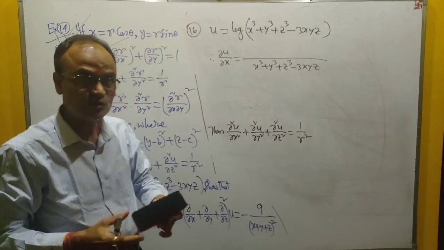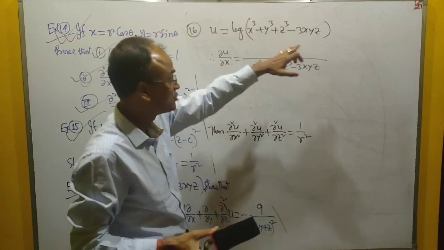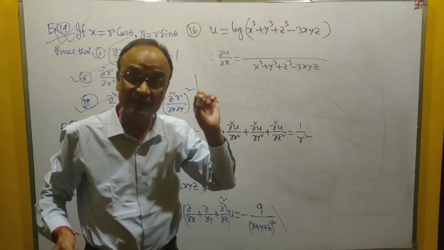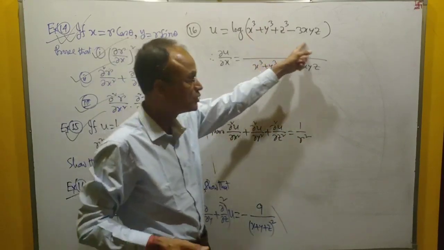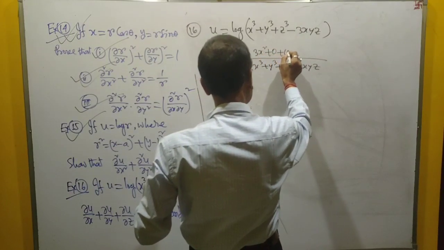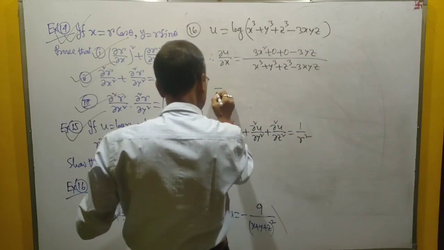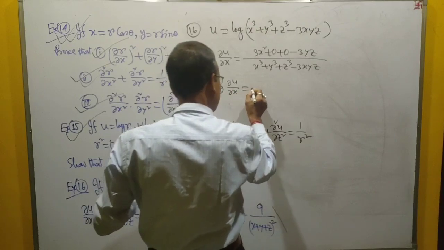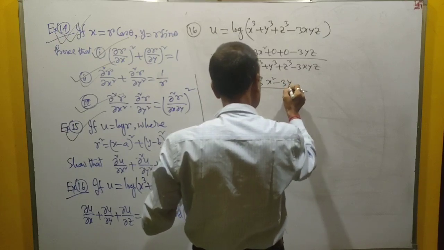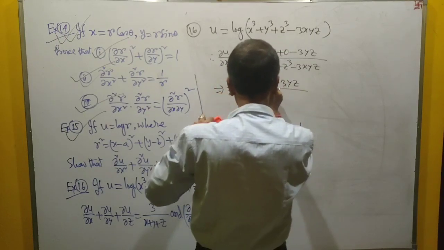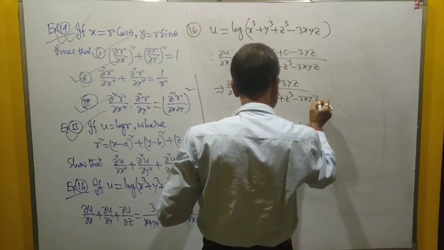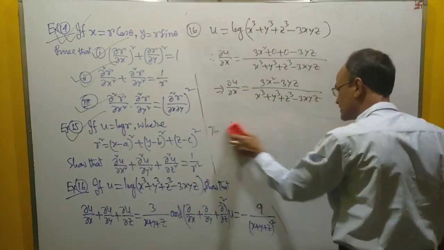What is the differentiation of log x with respect to x? 1 by x. Differentiation of this with respect to this, x cube plus y cube plus z cube minus 3xyz, will be equal to this. But you have to differentiate partially this with respect to x. It will be thrice x square, plus 0, minus 3yz. Means del u by del x will be equal to 3 times of x square minus 3 times of yz divided by x cube plus y cube plus z cube minus 3xyz. You will get this.